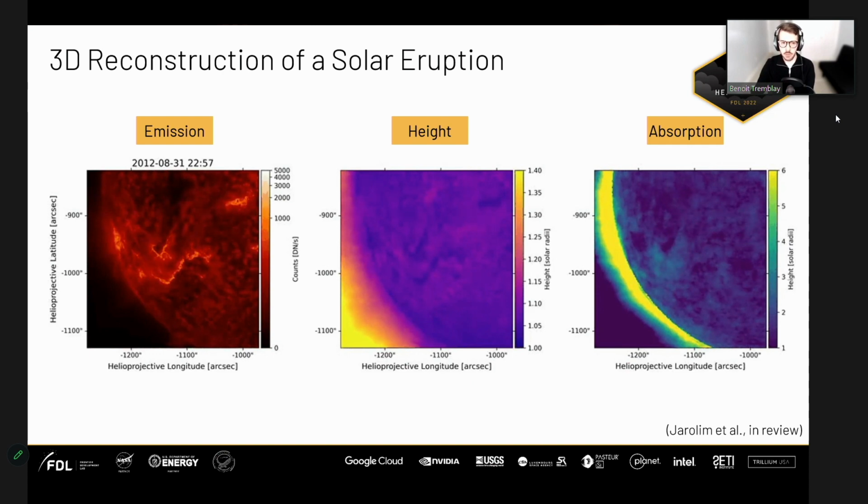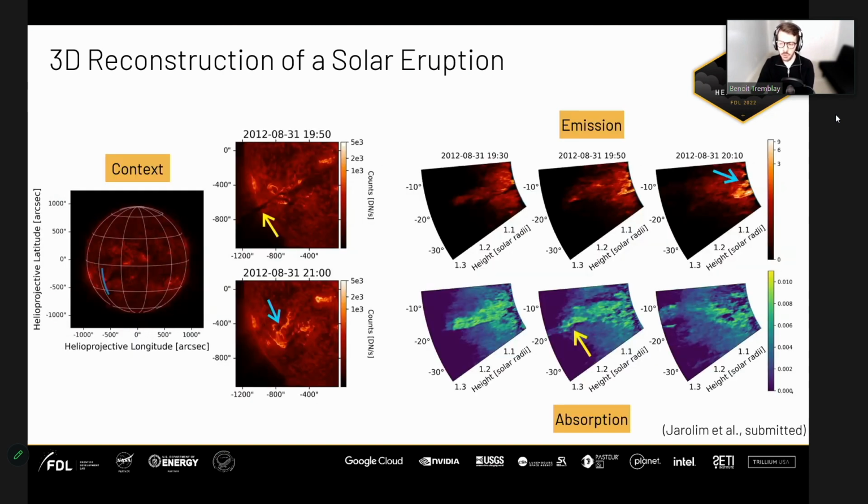For sake of time, I'll go very quickly on this slide, just showing that if we take that model, we can then make a side view of the eruption, which can be interesting in terms of trying to learn more information about what's happening in there.